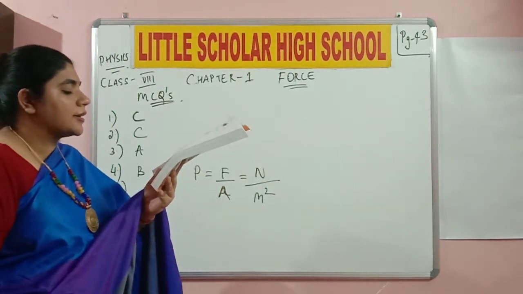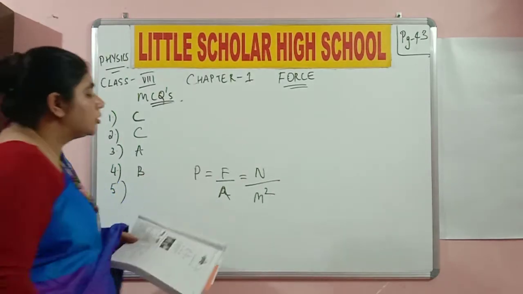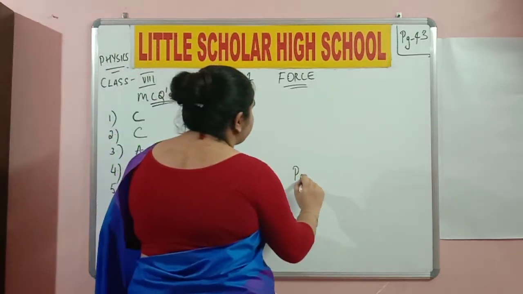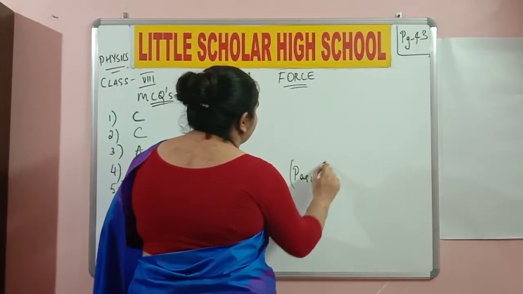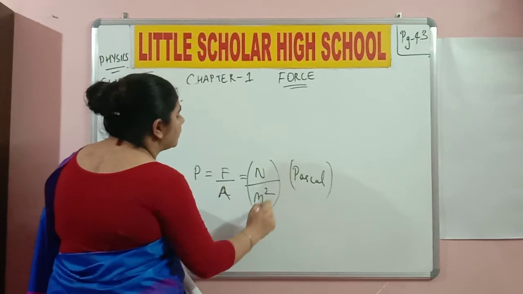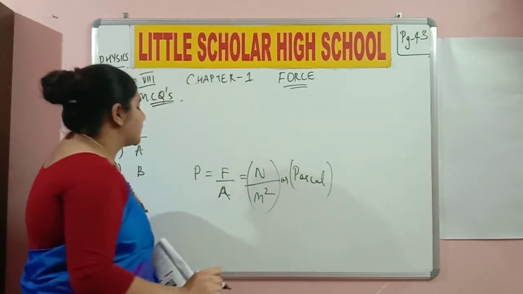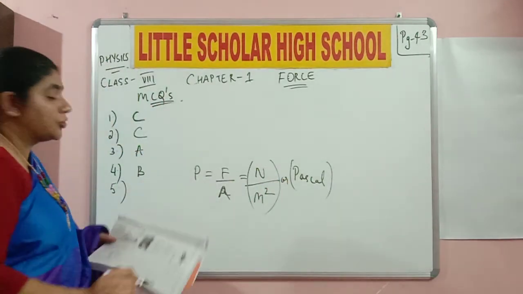Which option, class? It is option B. Newton per meter square is also called Pascal. You can either call it Newton per meter square or Pascal over here. So it is option D.